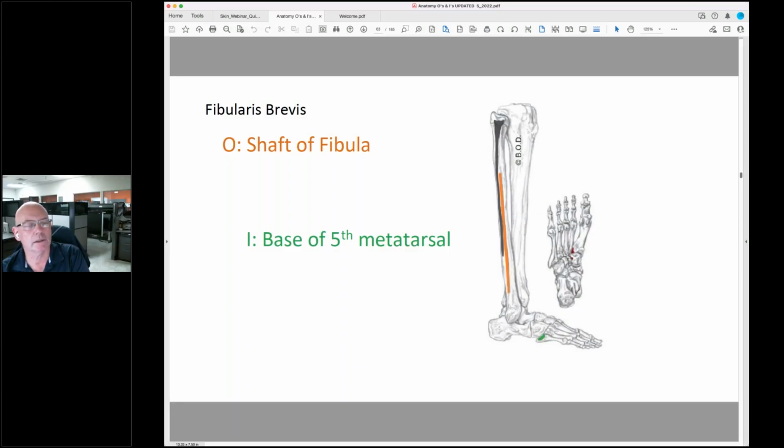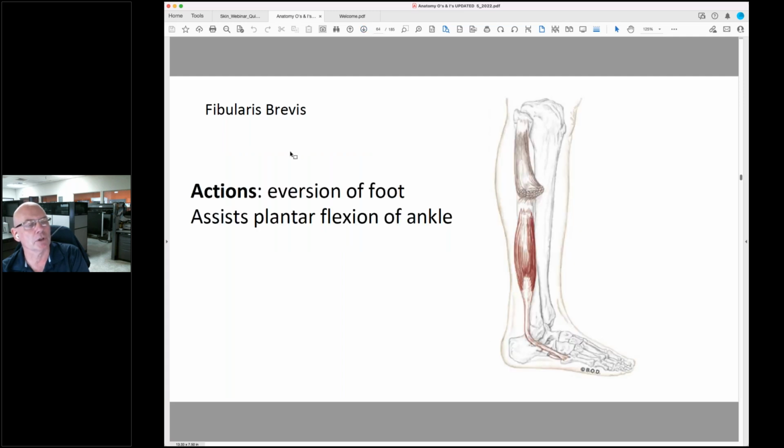All right, and I don't know if anybody was paying attention, but I just realized I didn't show the action of fibularis brevis, which is easy enough to tell because it's the same as fibularis longus.